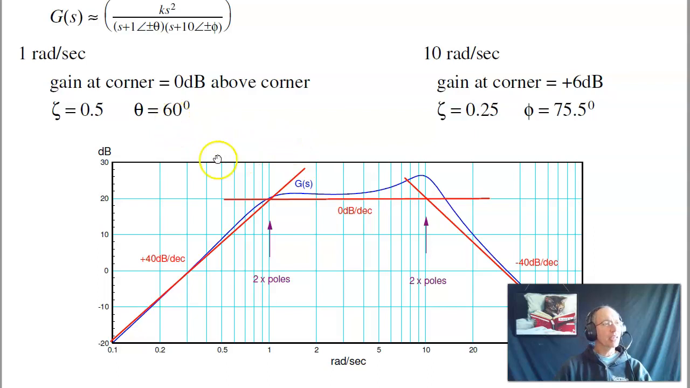To find the angle of the poles, I notice at this point I hit the pole, so I'm down 0 dB at the corner. That tells me that 1/2 zeta is 1, zeta is 0.5, or the pole is at 60 degrees. That's this guy. Over here, the gain at the corner is up 6 dB, or 2. 1/2 zeta is 2, zeta is 0.25, arc cosine is 75 degrees, so phi is 75 degrees.